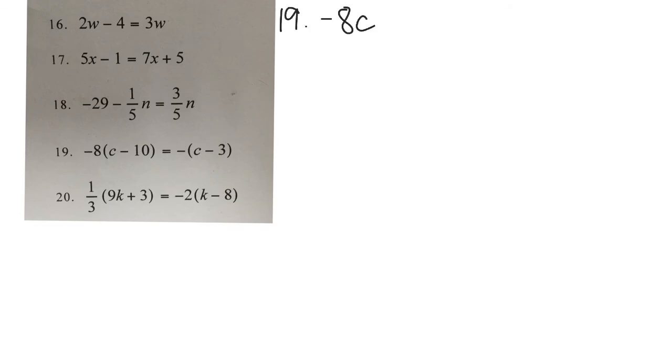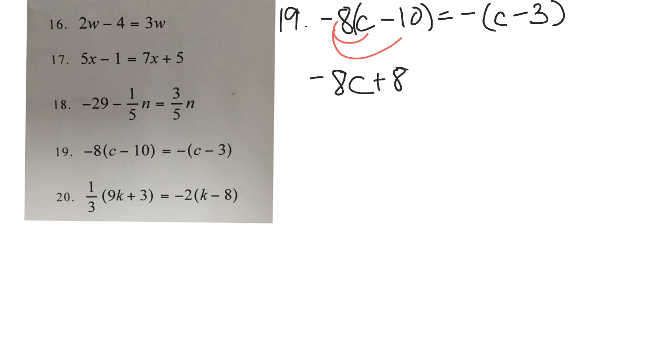Negative 8c, 8 times the quantity of c minus 10 equals negative times the quantity of c minus 3. So I'm going to distribute my 8, and I get negative 8c plus 80. I'm going to distribute my negative, equals negative c plus 3. And then again, I want to get my c's on one side and my constants on the other.